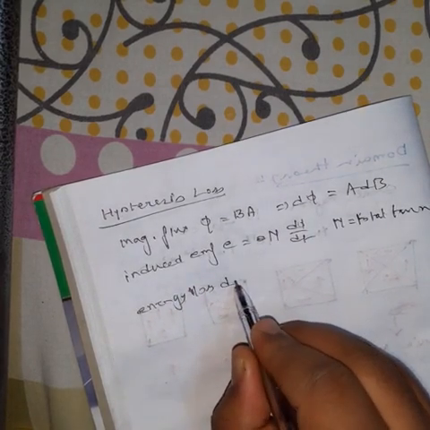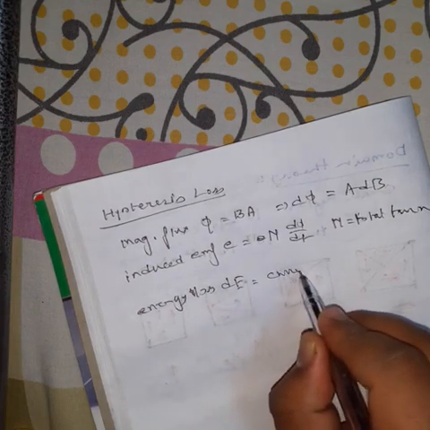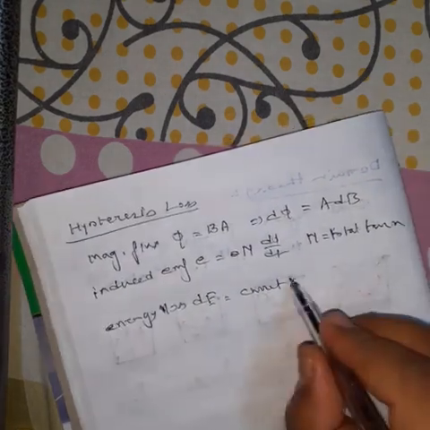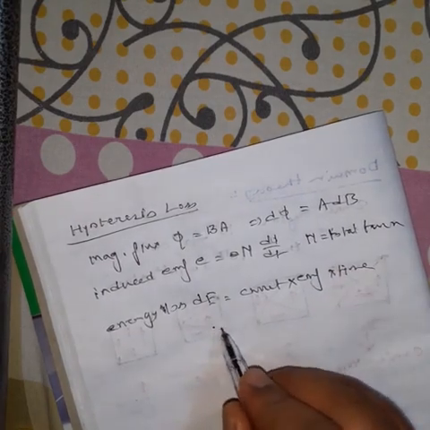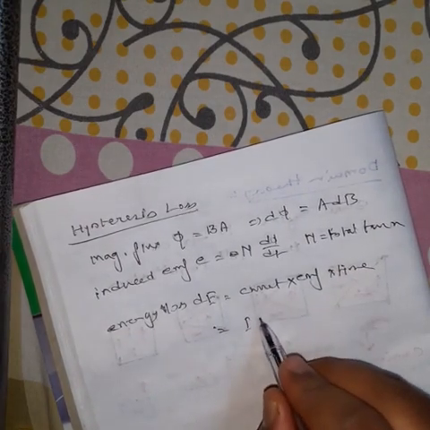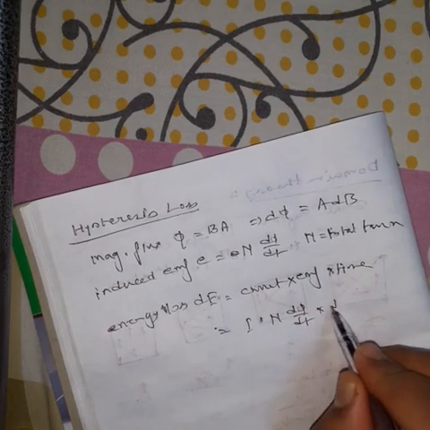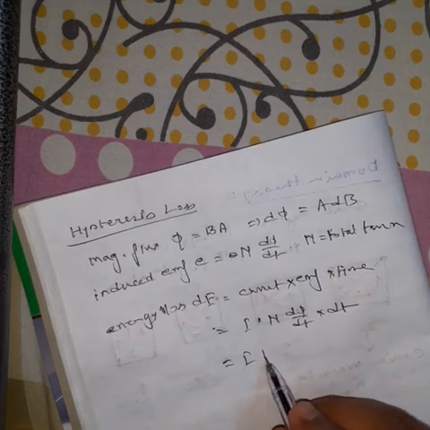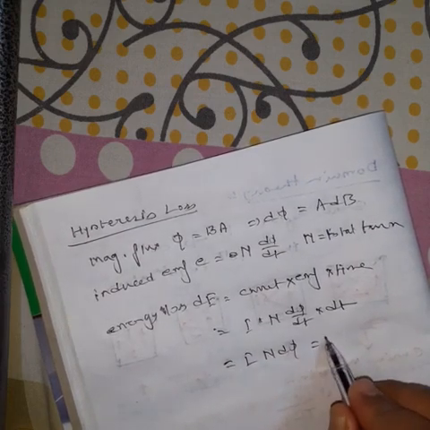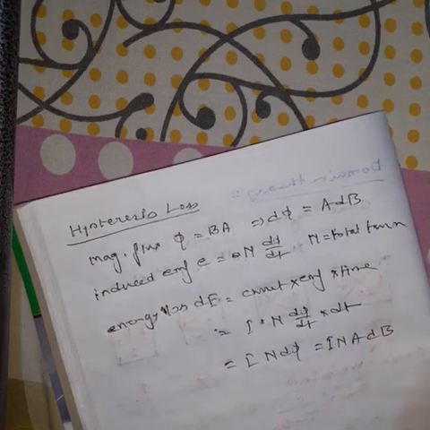So the energy loss will be dE, that is current into EMF into time. So current is I, into EMF which is N d phi by dt, into time dt. So this is I N d phi. So I N A dB.